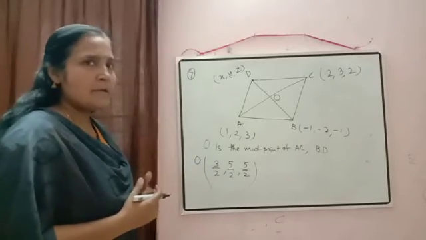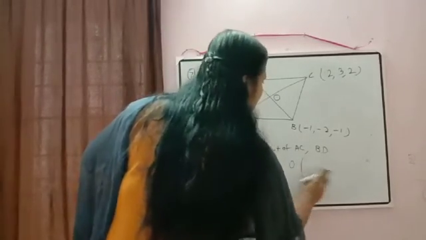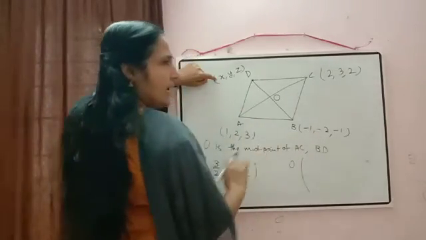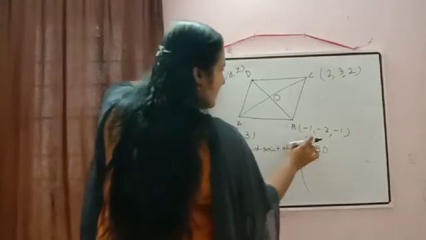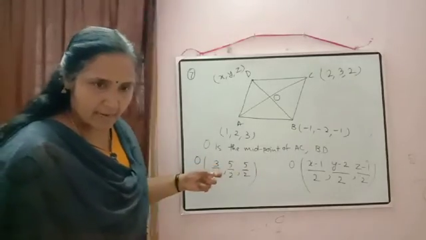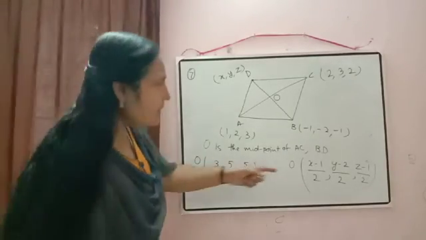But we know O is the midpoint of BD also. So using that one, what will be the coordinate of O? Just write down there. According to the formula, the x coordinates should be added and divided by 2. So (x plus minus 1) by 2, that will be (x minus 1) by 2. Then the y coordinate will be (y minus 2) by 2. The z coordinate will be (z minus 1) by 2. Both of these represent the coordinates of O only. Then the corresponding coordinates of O should be equal.